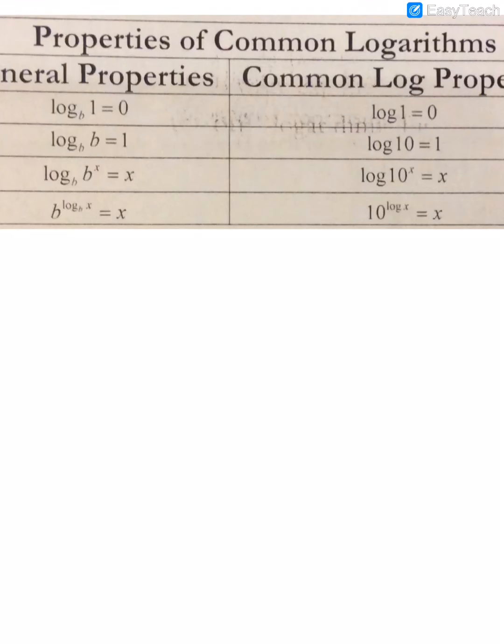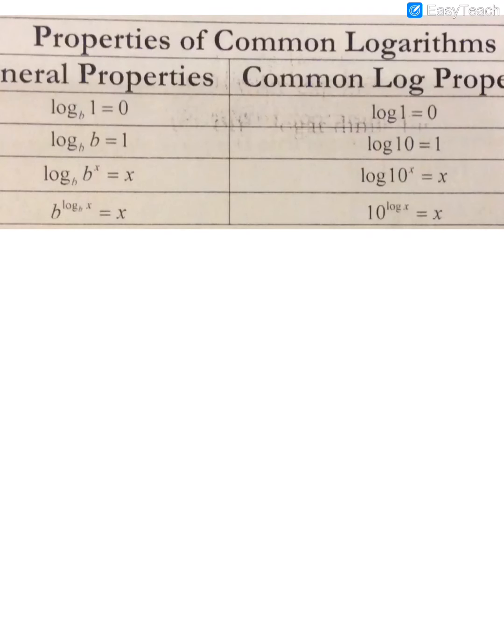In the general properties of logarithms, if our base and our argument are the same, then it equals 1. So in the common logarithm, if we see that our argument is 10, you just have to remember that the base is understood to be 10. So if those two are the same, then it's going to equal 1.